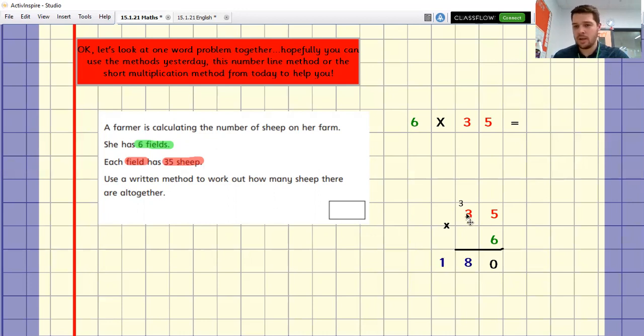Now I can do my 3 times 6. That gives me 18. Complete? Not quite. Can't forget to add on my 3 tens. So 18 plus 3 equals 21. So 6 times 35 is 210. There are 6 fields. Each field has 35 sheep. There are 210 sheep altogether.